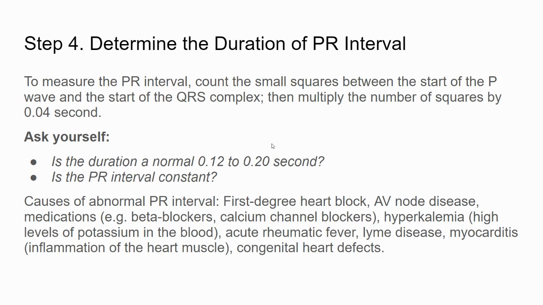So about 3 boxes to 0.2, okay, 5 boxes. So it should be 3 to 5 boxes for your PR interval. Is the PR interval constant? Okay, is it always 0.12, 0.12, 0.12, or is it changing?